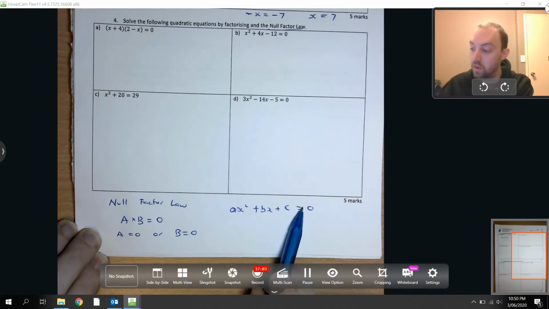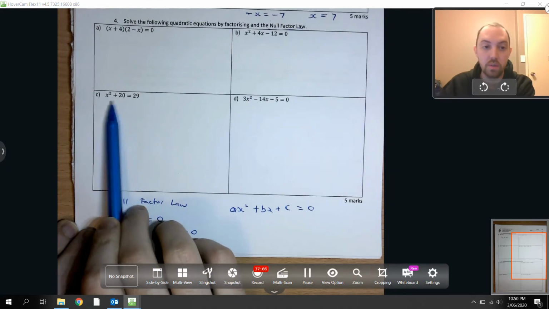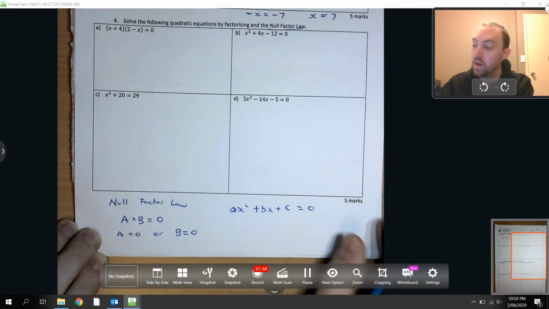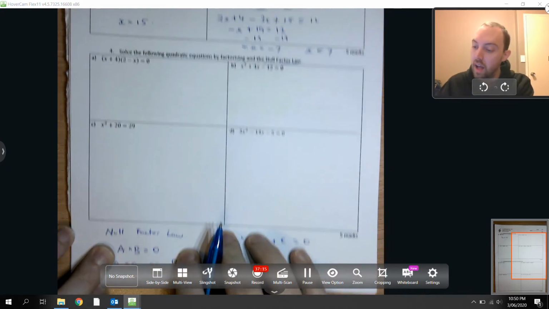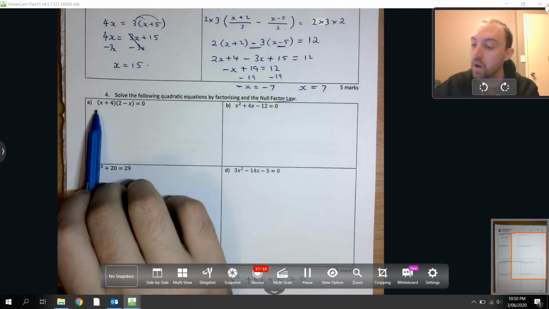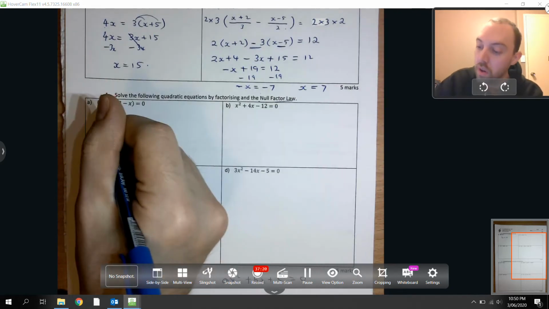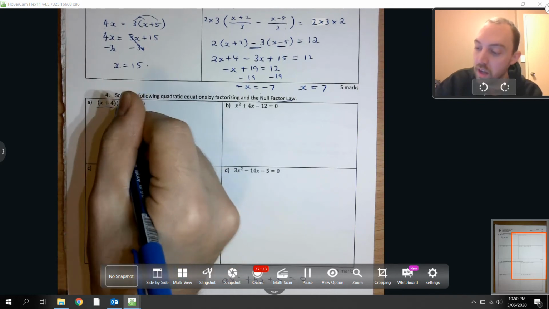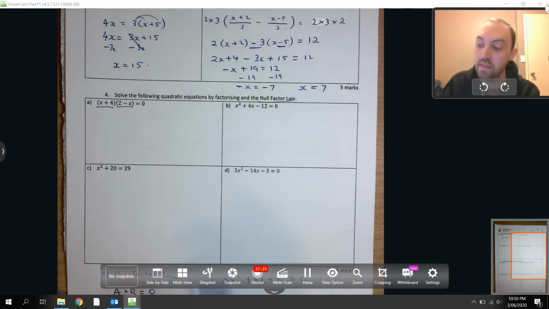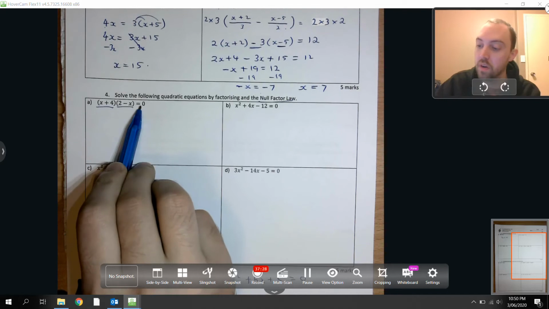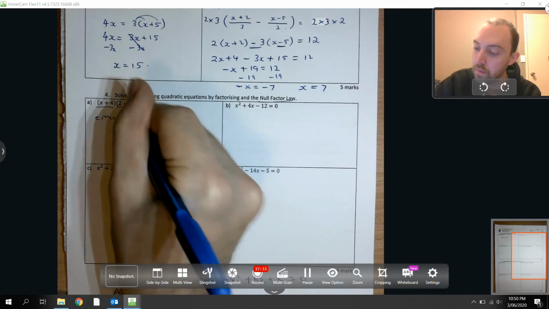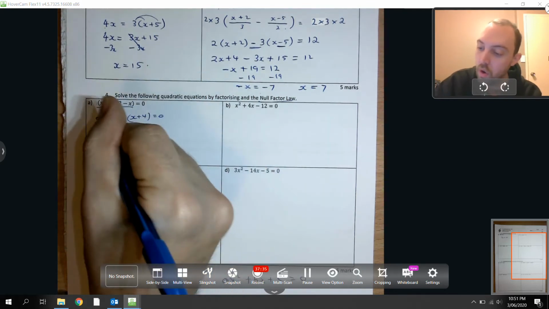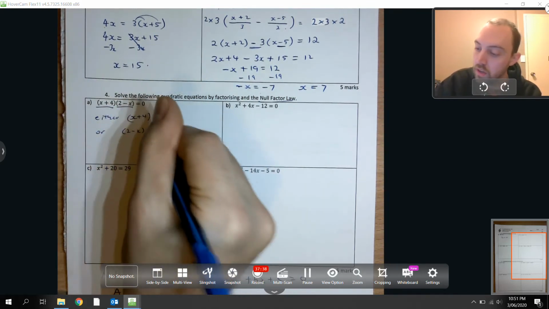If it's not equal to 0, you need to start there, which we're going to look at in part C, because this quadratic is not equal to 0. So, part A, we've got two numbers, this first bracket and this second bracket, and they times together to equal 0. So either x plus 4 is equal to 0, or 2 take x is equal to 0.